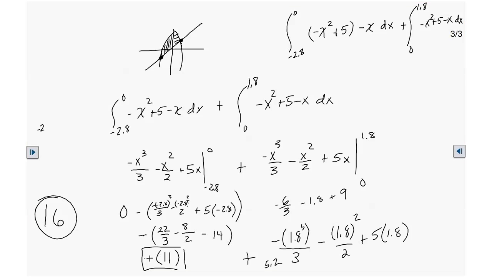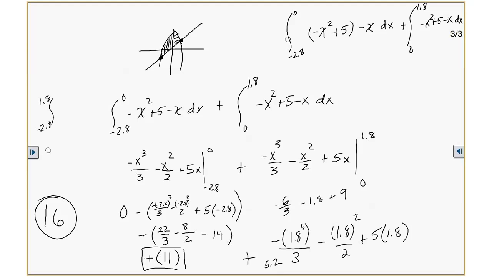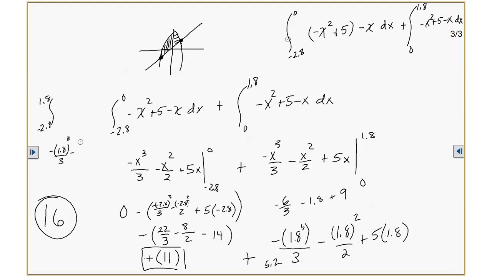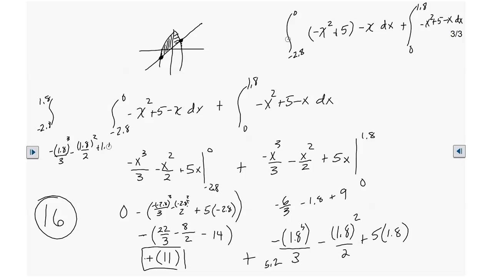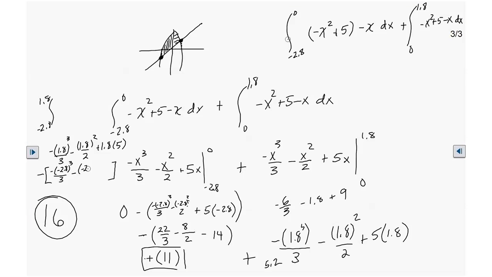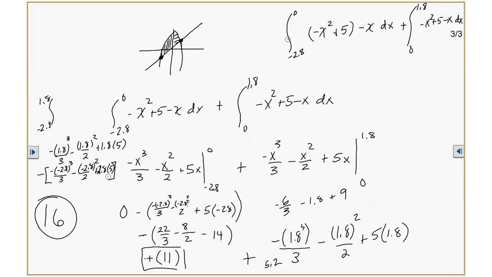So negative 2.8 to 1.8, that's going to be this down here. So that's going to be parentheses 1.8 cubed over 3 minus 1.8 squared over 2 plus 1.8 times 5, and then you've got a minus bracket, negative 2.8 cubed over 3 minus negative 2.8 squared over 2 plus 2.8 times 5. So crunch that in. Let's see if we come out with the same thing. So what did I get? What did y'all get when you did the bottom right here?